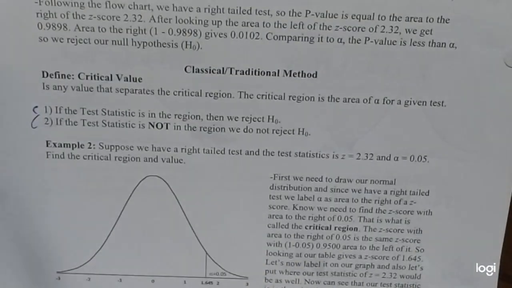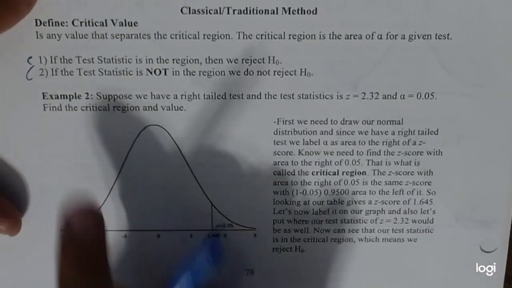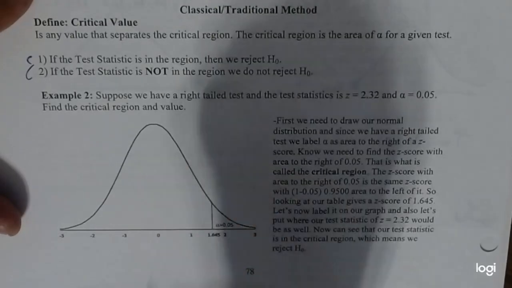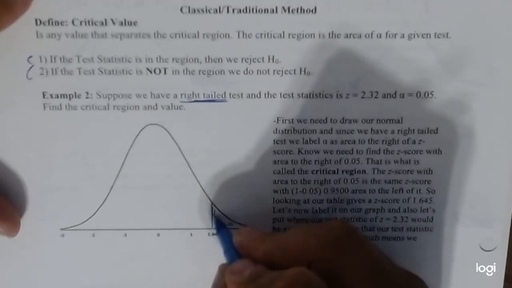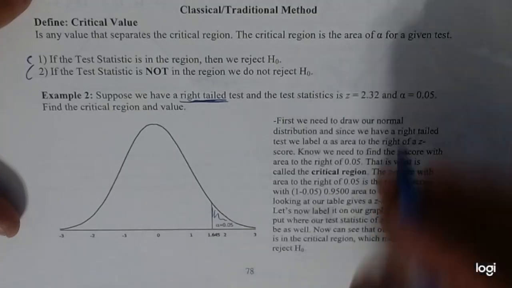Okay, so here's a little example illustrating how to find the critical values. Example 2 says, suppose we have a right-tailed test. So here we go, right? A right-tailed test means you're shading everything on the right-hand side, so all of this. And the test statistic is z equals 2.32, and alpha is equal to 0.05. Find the critical region and the critical value. Now, this is the best part.